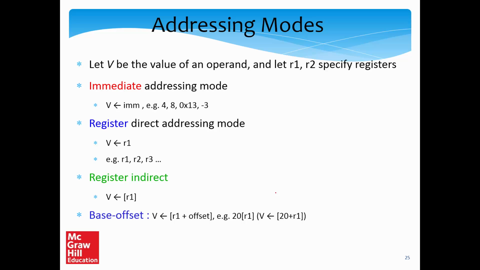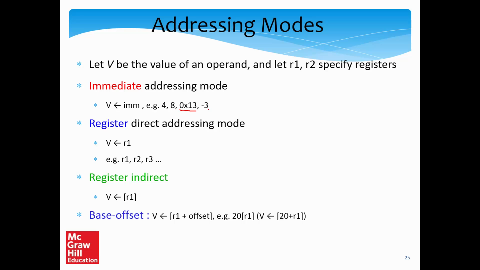So let's take a look at some of the very basic addressing modes. Let V be the value of an operand and let R1 and R2 specify registers. The convention is always that any variable starting with R always specifies a register. Let's take a look at the immediate addressing mode. In the immediate addressing mode, the constant itself is the value. For example, 4, 8, or a hexadecimal constant over here, which is 0x13. It's 19 in decimal, or even a negative number. It can be any kind of constant.